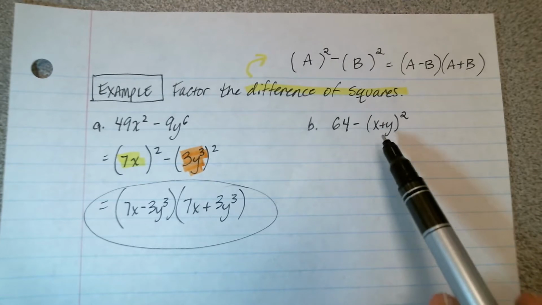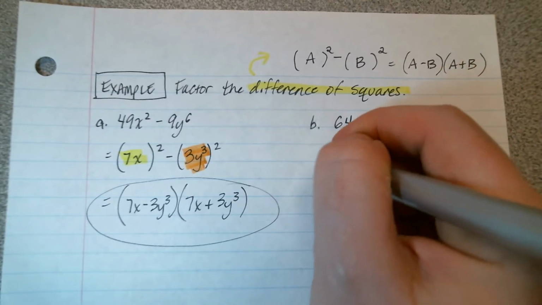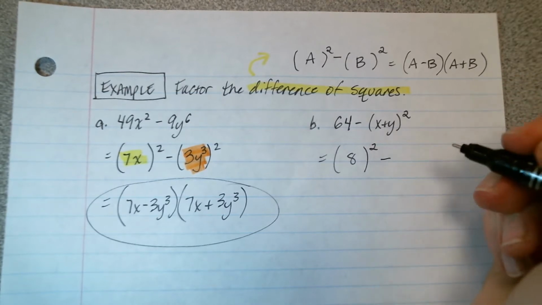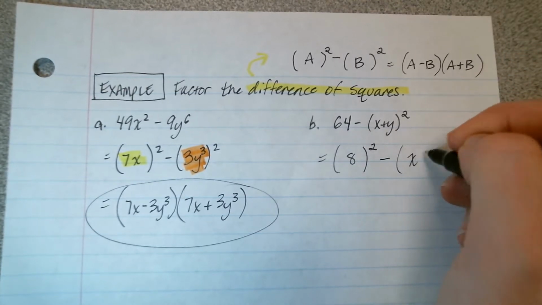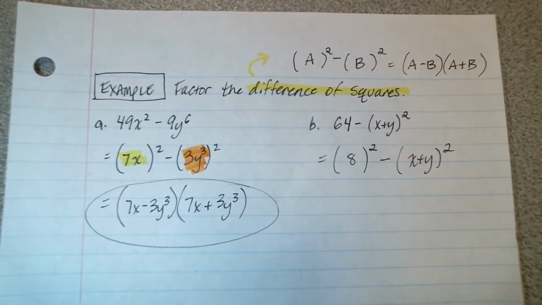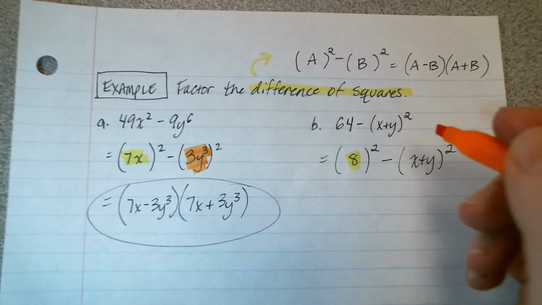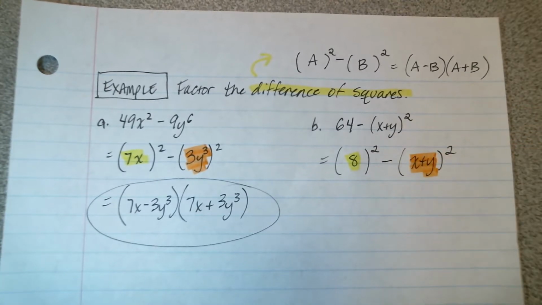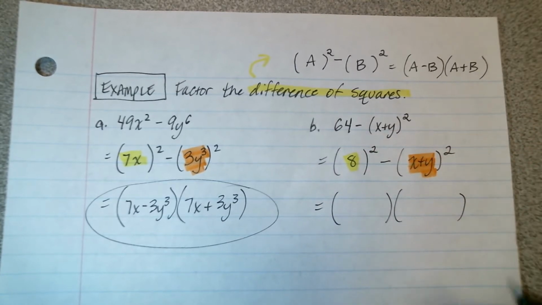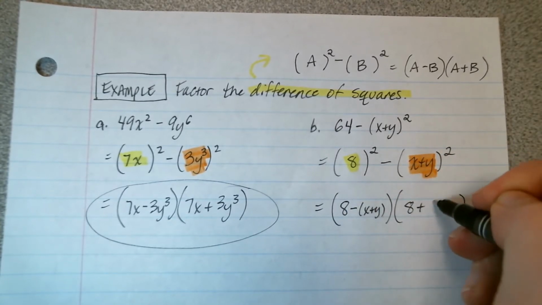So in part B, we're going to do pretty much the same thing. So what I want to do is rewrite this so it's really obvious what two quantities are being squared. So 64 is 8 squared, and this second term is already written in the perfect format, x plus y quantity squared. So again, I can see that 8 is my A value, and x plus y is the B value.